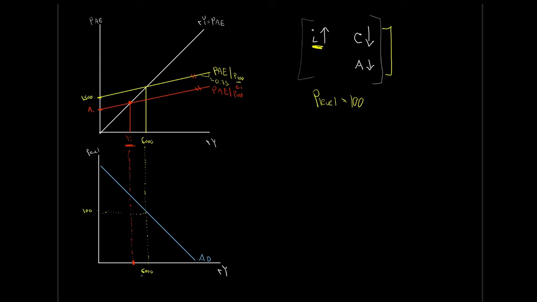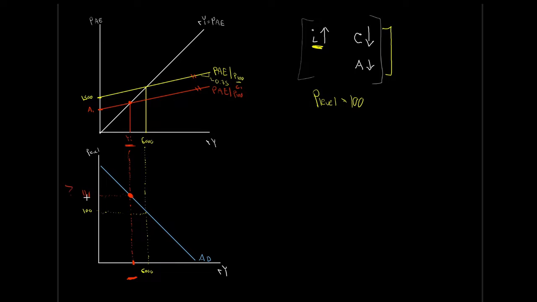We see that we would have a new equilibrium level of national income, a new level of real output on the aggregate demand as well. But here's the question: where are we on this aggregate demand? Are we now finding ourselves right here, at a new higher price level?